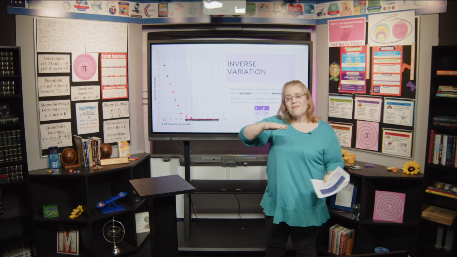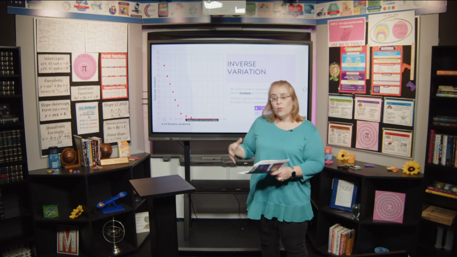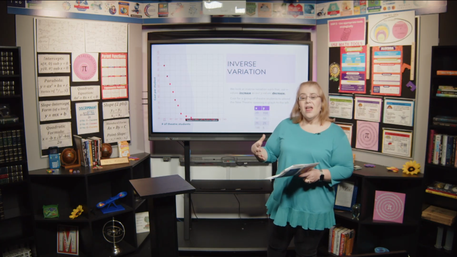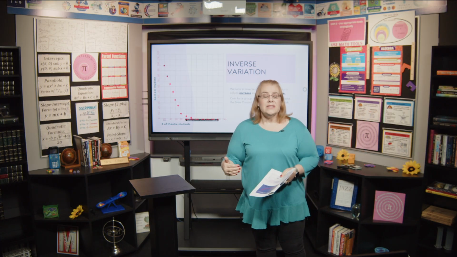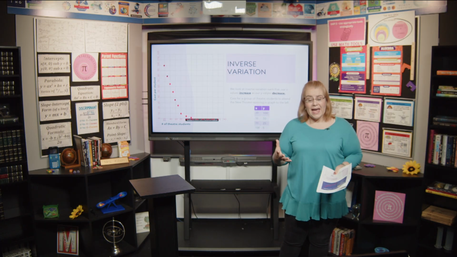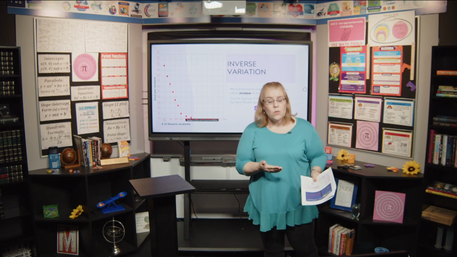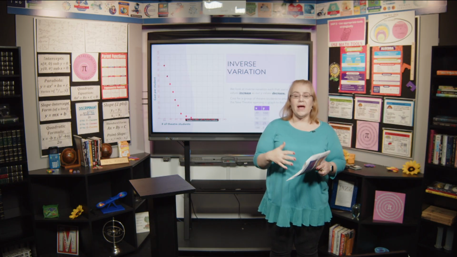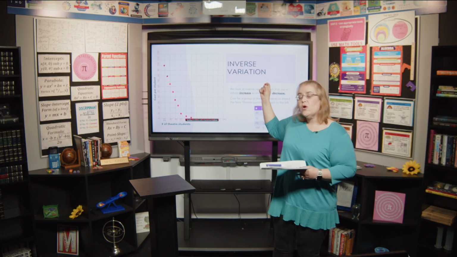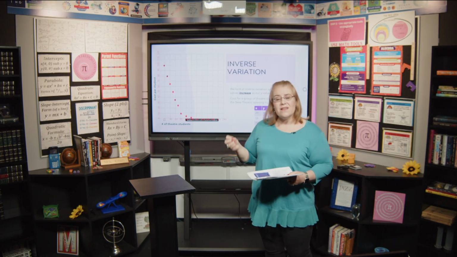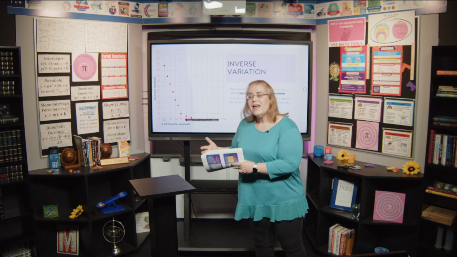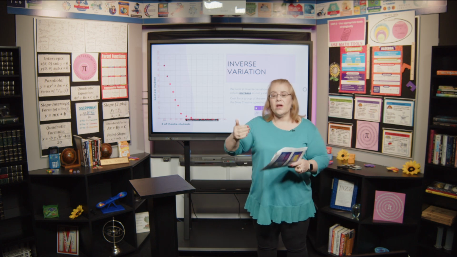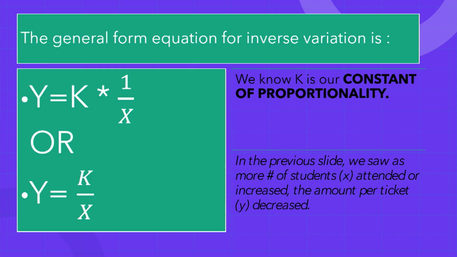As our number of students increases, our ticket amounts are decreasing. Sometimes we call that a discount. The more people we have going somewhere, we get that discount on the price of whatever we're doing. This is a great example of that. That inverse variation is telling us the more people we have going, the less all of us together are going to pay for those ticket prices. Good job.